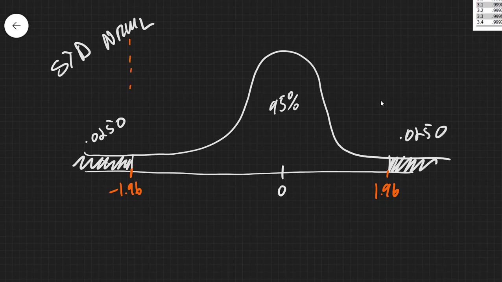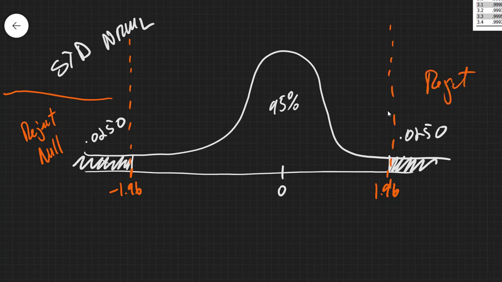We define where we're going to make the decision. On the left-hand side, we're going to reject the null hypothesis. On the right-hand side, we're going to reject the null hypothesis. And in the middle, we are going to fail to reject the null hypothesis.